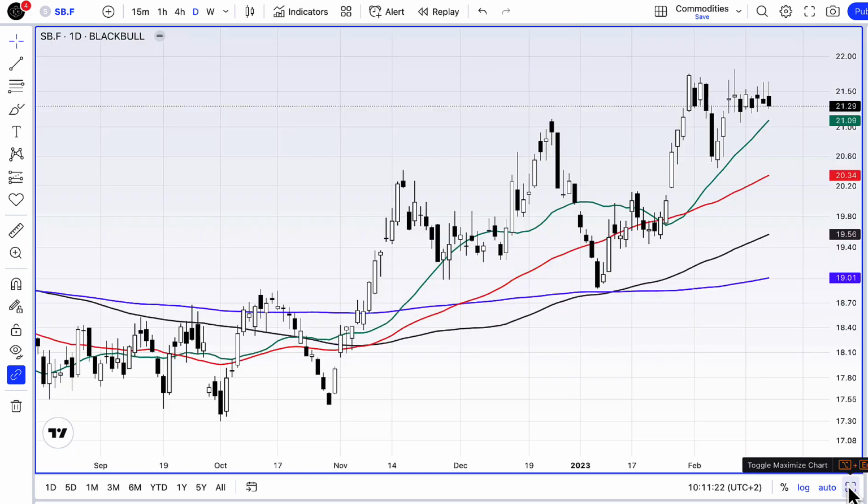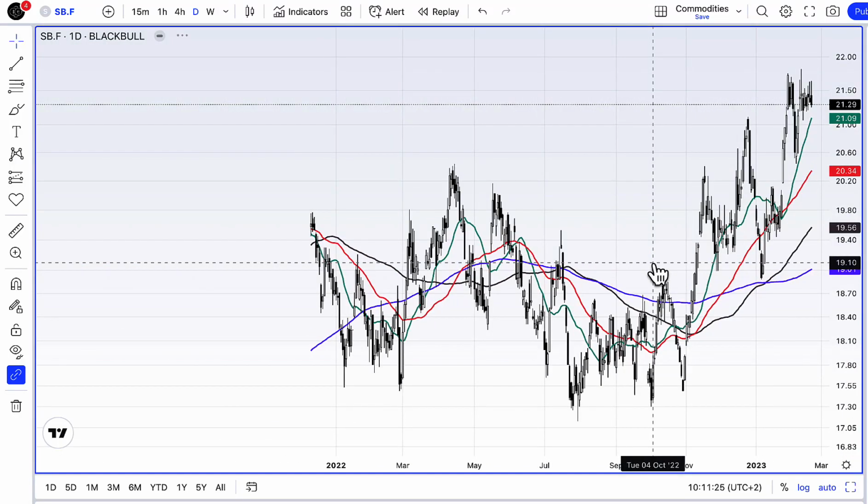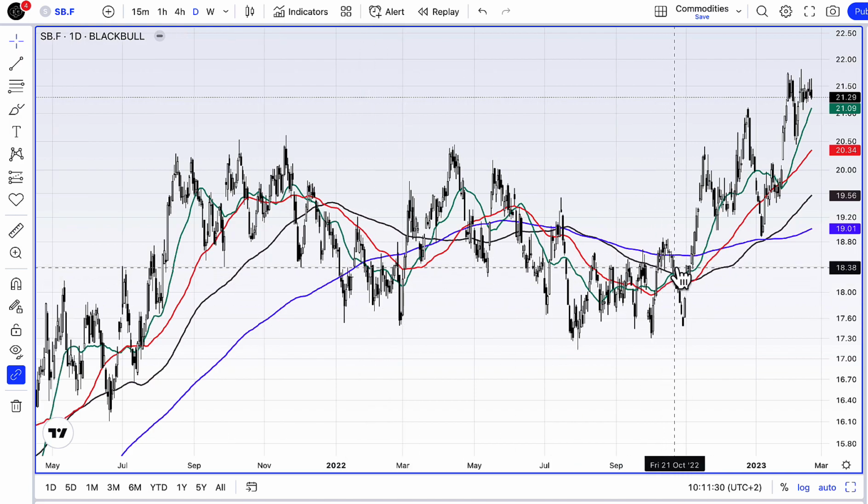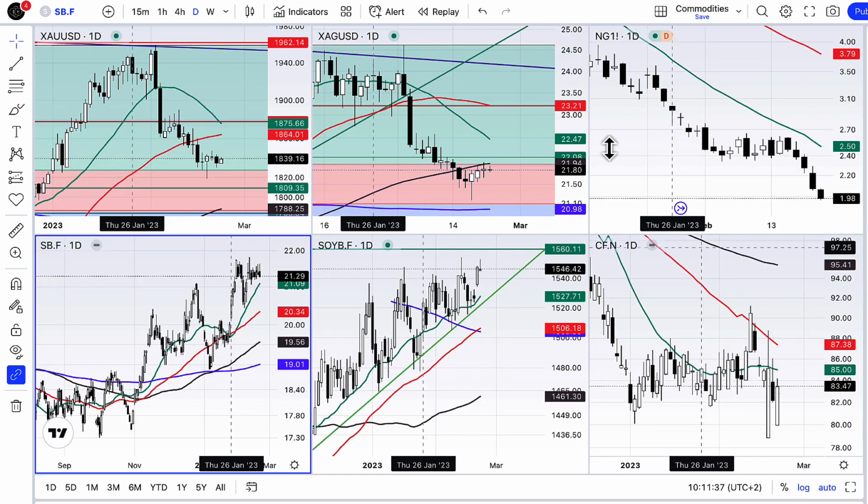And sugar, I think sugar will just gradually move lower. I'm short on sugar, but not a big position, and I'm looking for sugar to move down back into this sort of mid-range at around, I don't know, $18, $19. We're at 21 and a half now, 21.3. So that's sugar.